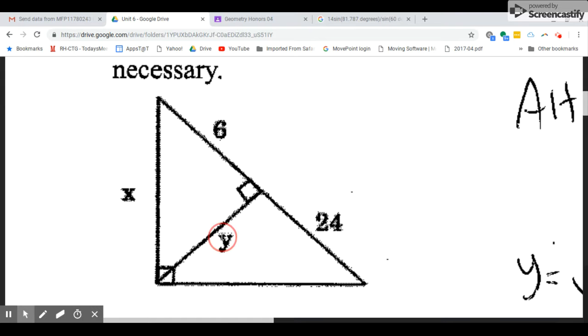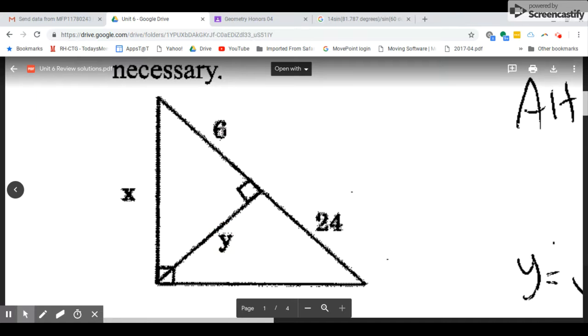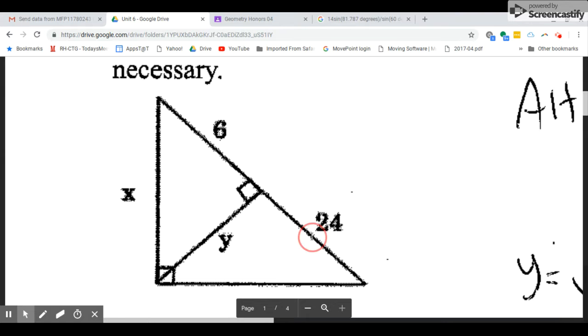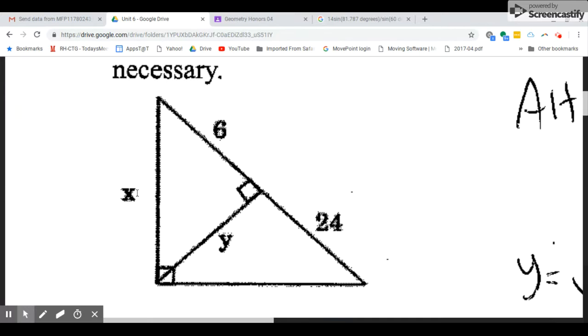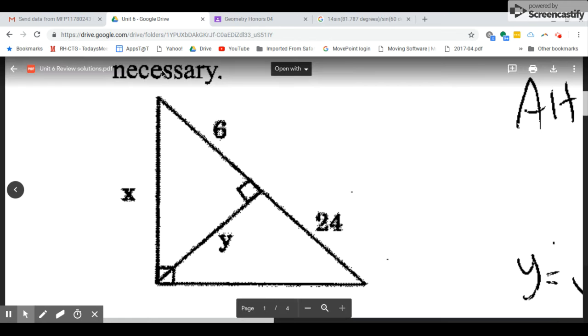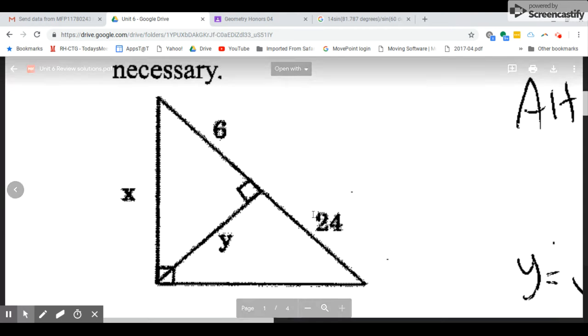The altitude is the geometric mean between the 2 pieces of the hypotenuse, the 2 projections of the legs onto the hypotenuse. So x is projecting 6 onto the hypotenuse, and this side is projecting 24 onto the hypotenuse. The whole hypotenuse, however, is 30. We need that to eventually use x in a formula, because x is the geometric mean between 6 and the whole hypotenuse. Its projection is 6, and its whole hypotenuse is 30. So x squared is going to be 6 times 30. Y squared is going to be 6 times 24.